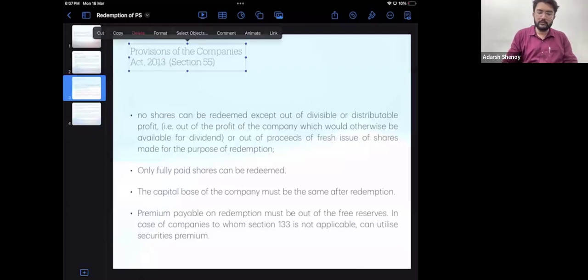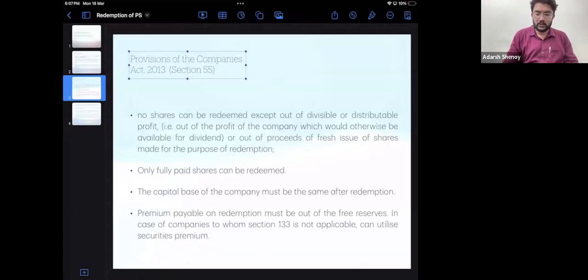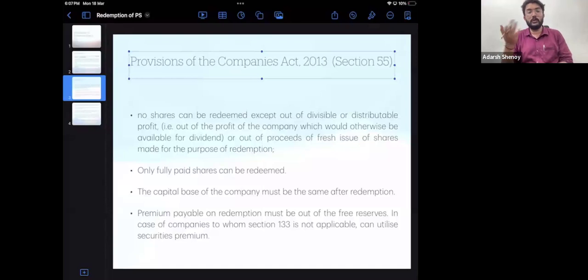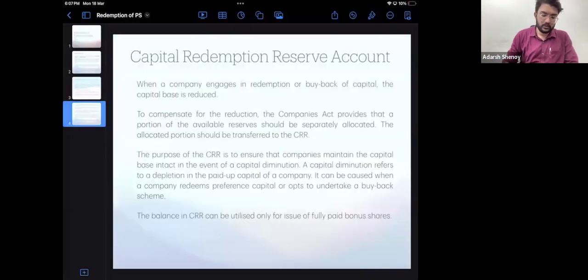Now what if we have some partly paid shares, sir? If there is any partly paid share, what we do is we first convert them into fully paid. How do we convert them into fully paid? By making the final call. Whatever money is pending, final call money, that is asked for from the shareholder, and that entry is passed, and then we redeem it. So this is how we redeem partly paid shares.